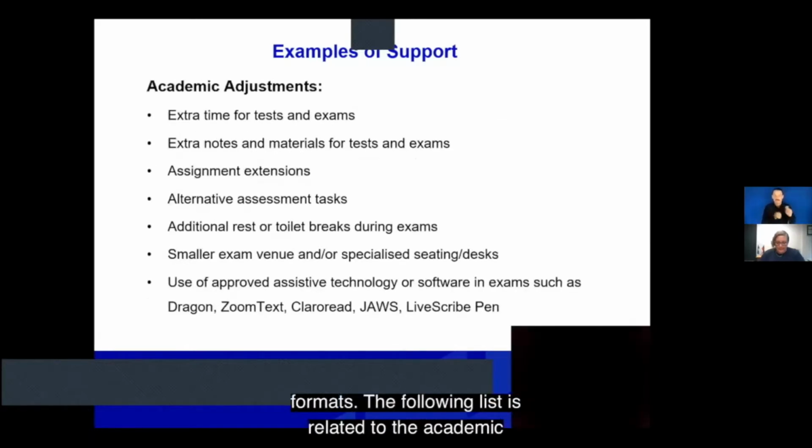The following list is related to the academic adjustments that can be negotiated, and that includes extra time for tests and exams, or extra notes and materials if you have issues with memory. There's assignment extensions, alternative assessment tasks that we can negotiate. You might need to have additional rest or toilet breaks during exams. You might need to be in a smaller exam venue, and you might require specialised seating or desks. And we also organise assistive technology or software for use in exams.